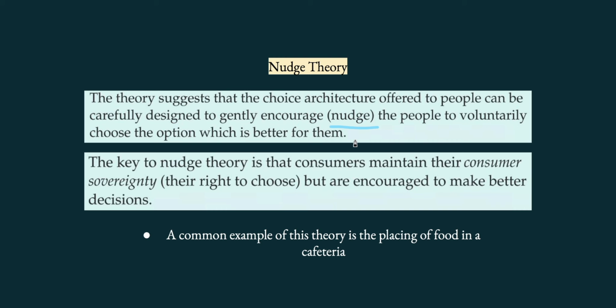So as we saw on one of the few previous slides, there are many subtle examples of choice architecture in grocery stores. And the intentions behind choice architecture in these scenarios is basically to nudge people to make choices that the company or the grocery store wants them to make. Automatically, we can assume to make the most revenue for them as possible. Okay, and the key to nudge theory is that consumers maintain their consumer sovereignty, also known as their right to choose, but are encouraged to make better decisions.